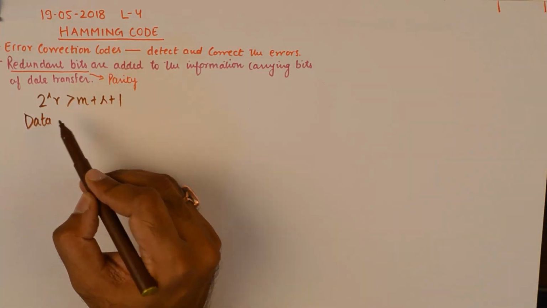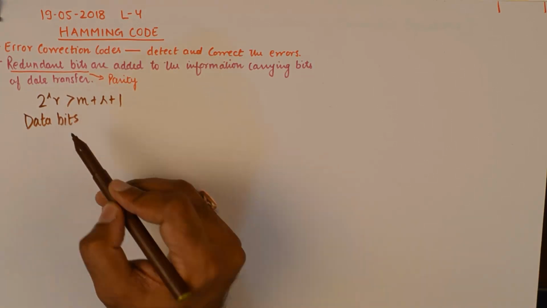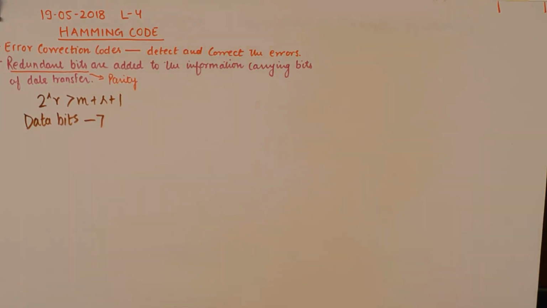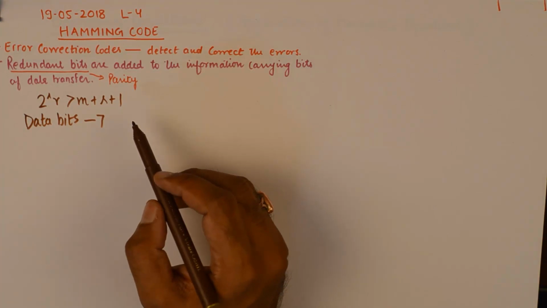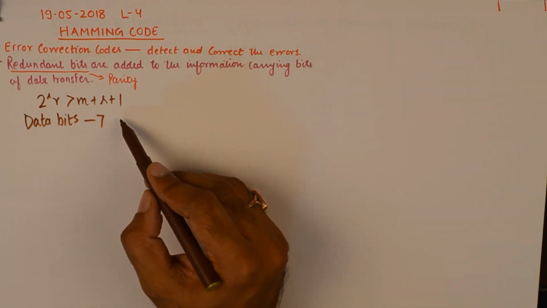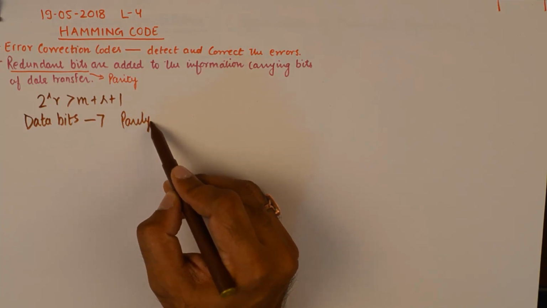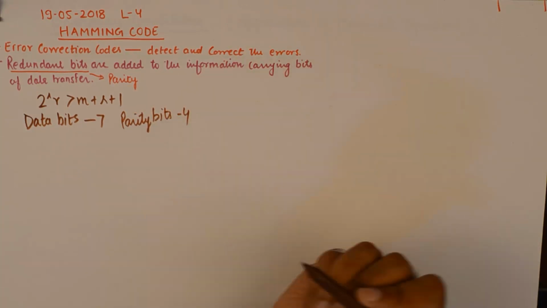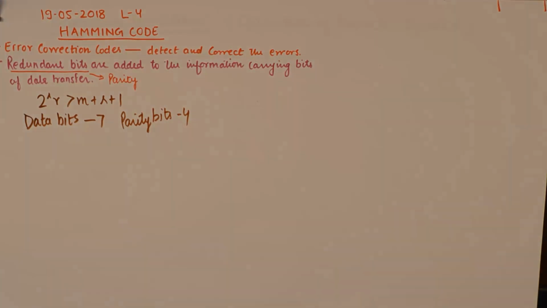For example, we take up the case where data bits that we wish to send are 7, and corresponding to 7 data bits we will have parity bits coming out to be 4. So all in all we'll send 11 bits, where 7 bits are going to be payload and 4 bits are going to be the overhead, which is not a very good ratio, but anyhow, the general algorithm of Hamming code.